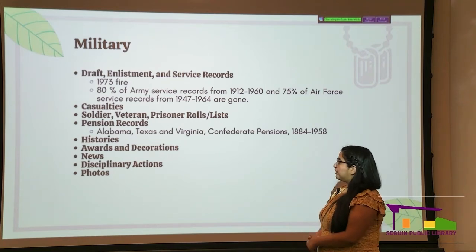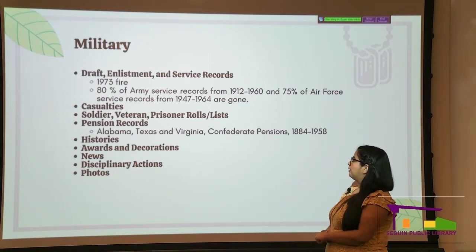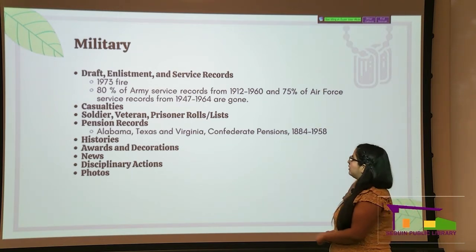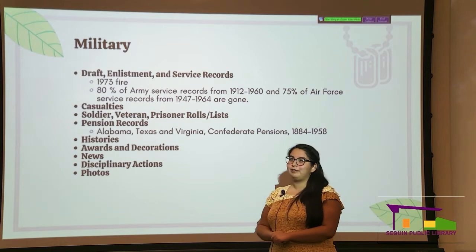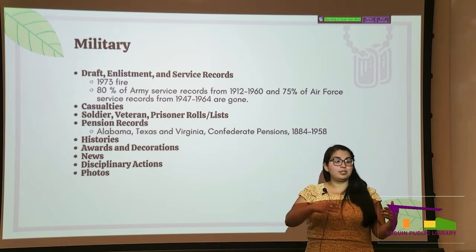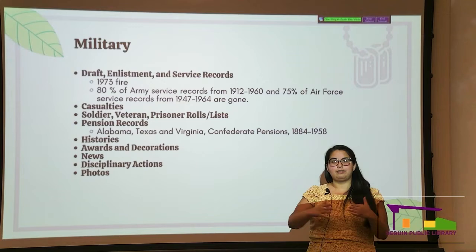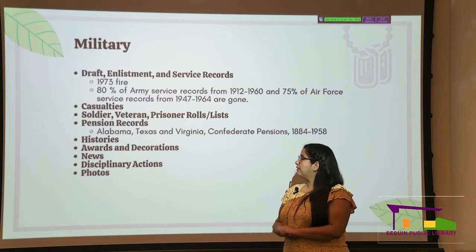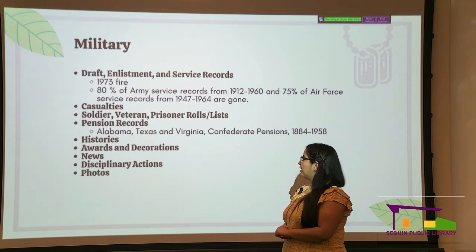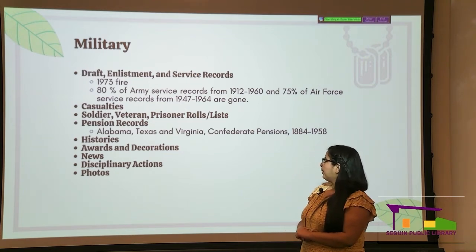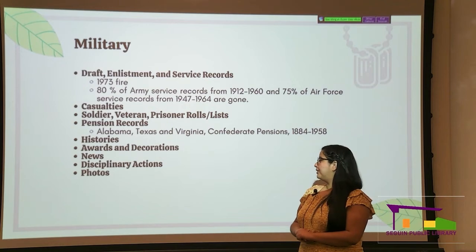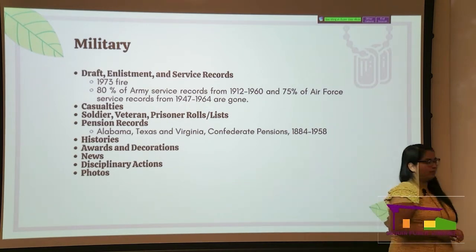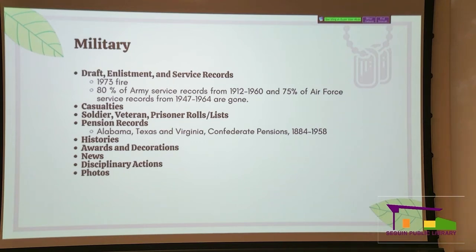It's got casualty records, it's got soldier, veteran, personnel, prisoner rolls and lists, as well as pension records. Those are really handy if you're trying to track down the maternal line of somebody that was in the military, or their wife and their family. That's really handy because you can usually track it down that way. Then there's histories, awards and decorations, news, disciplinary actions, and then everybody's favorite is always photos. You can find photos of family members that were in the military.